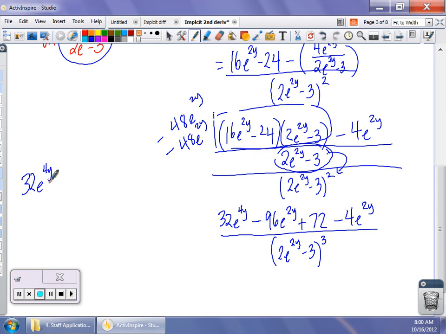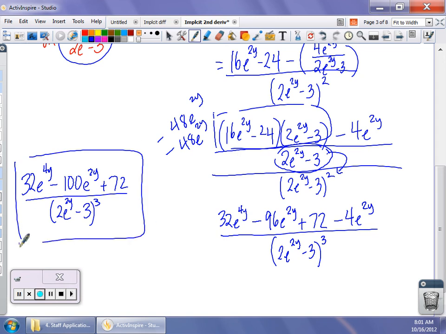96 and 4 minus would give me 100 e to the 2y plus 72 over 2e to the 2y minus 3 quantity cubed. So here's my second derivative. It got a little bit messy there, but if you take your time and are careful, you can get through that. And again, not all the second derivatives are as messy as this one.